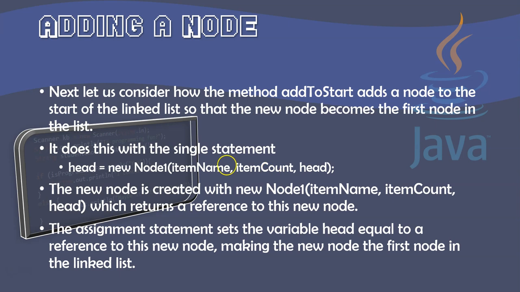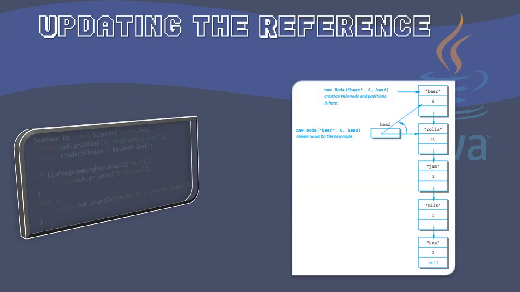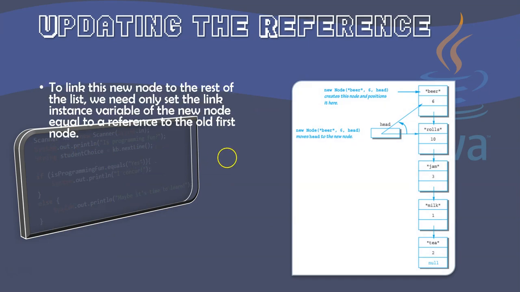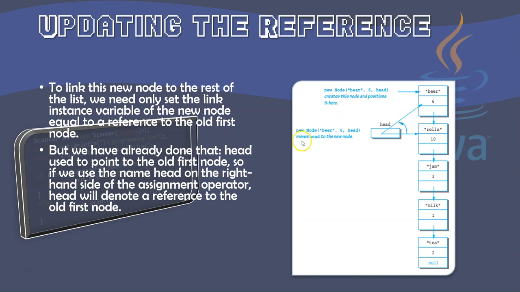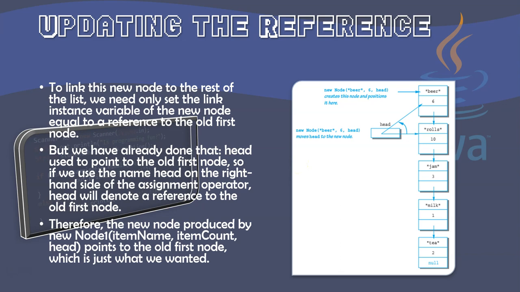So it's very important to note that it's not going anywhere in the linked list. Notice it's always the first node. So just something to keep in mind here as you start thinking about how to approach this implementation. And so when we update our reference here of how this works, to link the new node to the rest of the list, we only have to set the link instance variable of the new node equal to a reference of the old first node. And in here, we've already done that. The head used to point to the old first node, so we just use the name head on the right-hand side of the operator, and the head will then denote a reference to the old first node. Therefore, the new node produced by new node then simply points to the old first node, which is what we want it to do. So it's just updating this pointer. So instead of pointing here, it's now pointing here. Boom, easy peasy.